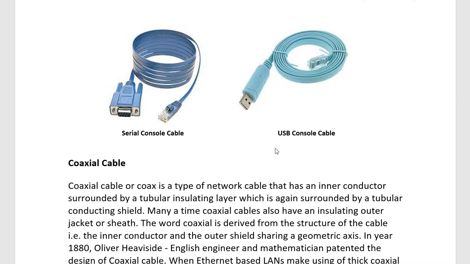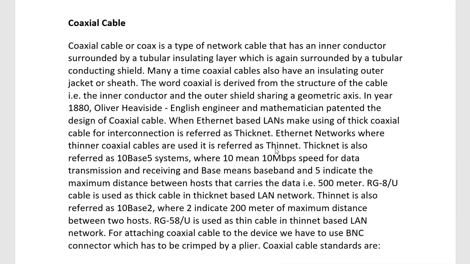Then next we have coaxial cable. Coaxial cable, also called coax, is a type of network cable that has an inner conductor surrounded by a tubular insulating layer, which is again surrounded by a tubular conducting shield. Many a time coaxial cables also have an insulating outer jacket or sheath. The word coaxial is derived from the structure of the cable, that is, the inner conductor and the outer shield sharing a geometric axis. In 1880, Oliver Heaviside, English engineer and mathematician, patented the design of coaxial cable.